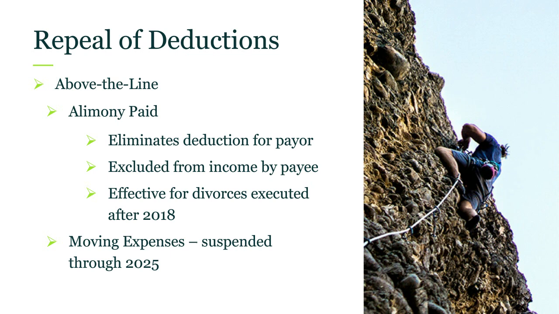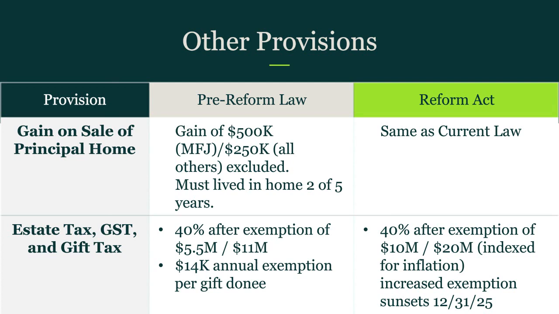The gain on your principal home. So in the proposed bills, they actually had that you would have to live in your principal residence for 5 years in order to get the gain exclusion. That did not make it through the final bill. So it still is unchanged. If you live in your home 2 out of the 5 years as a principal resident, you're able to exclude $500,000 of the gain if you're married filing joint, and $250,000 if you're a single filer.